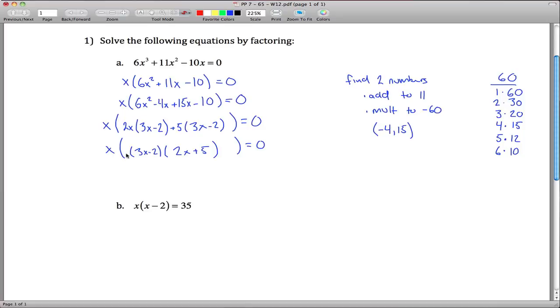And now that we've factored out the middle, we don't need these outside parentheses, so maybe you could write x times 3x minus 2 times 2x plus 5 equals 0. So now we've completely factored this equation out, but we're still not done.